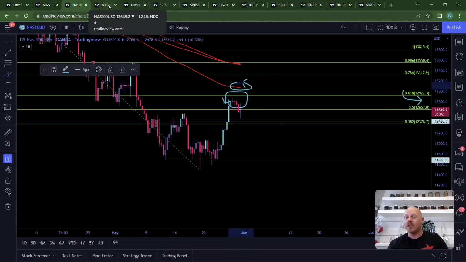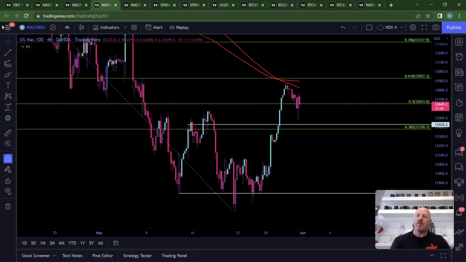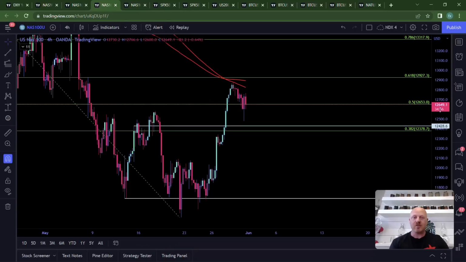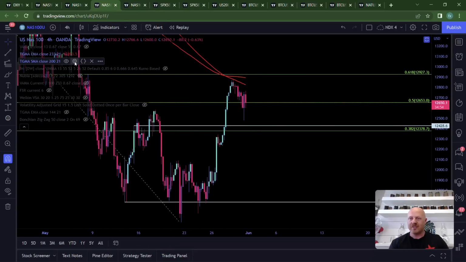Well, you would go to the 4-hour time frame. 4-hour time frame, look what you hit on the dollar. You hit your 233 or your 200. Which one is it? You hit your 200 on the dollar.